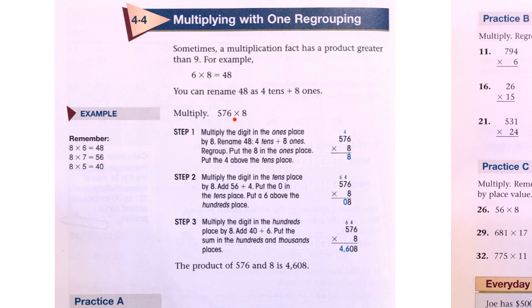Multiply 576 times 8. Step 1. Multiply the digit in the ones place by 8. We can rename 48 as 4 tens and 8 ones. So 8 times 6 we know is 48. There's the ones, there's 8 of them, and we had 4 tens, and that's what they mean here with renaming 48 as 4 tens and 8 ones. The tens gets moved to the tens column by regrouping. The 8 is the ones, and that stays in the ones column.